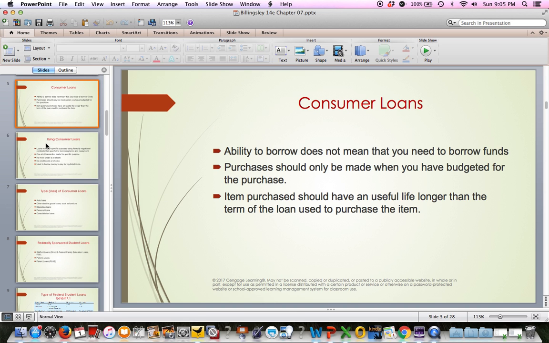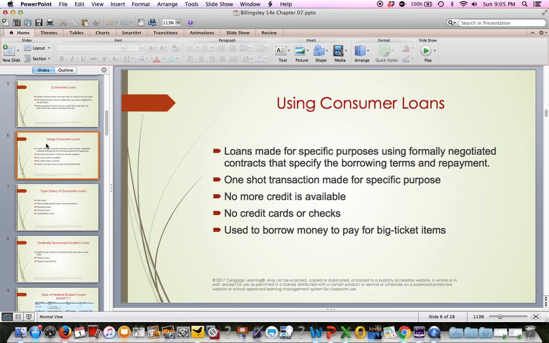Okay, consumer loans. The ability to borrow does not mean that you need to borrow funds, right? Just because you can borrow doesn't mean you necessarily should borrow. Purchases should only be made when you have the budget for the purchase, and the item purchased should have a useful life longer than the term of the loan used to purchase the item itself. So a consumer loan is a loan made for a specific purpose using a formally negotiated contract that specifies the borrowing terms and what the repayment terms are.